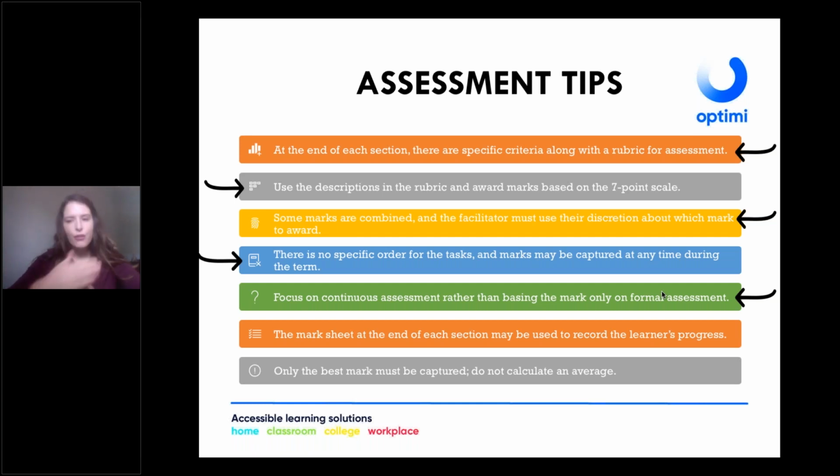As you work through things, make observations, make notes, do a mock assessment before the time where you change the content of the formal assessment. So yeah, there's different ways of doing that. So throughout the term, try and do continuous assessment. Then the mark sheet at the end of each section may be used to record the learner's progress. And then only the best mark must be captured. Do not work out an average for the learner.